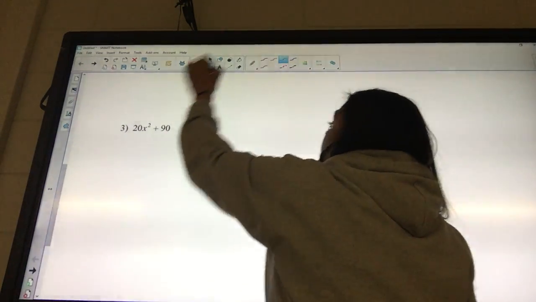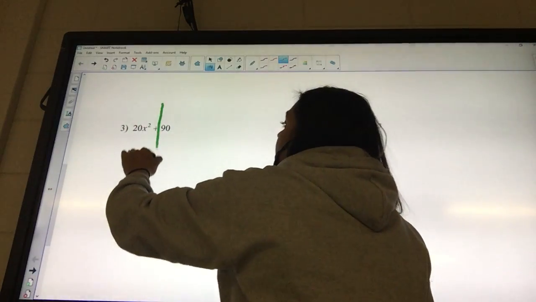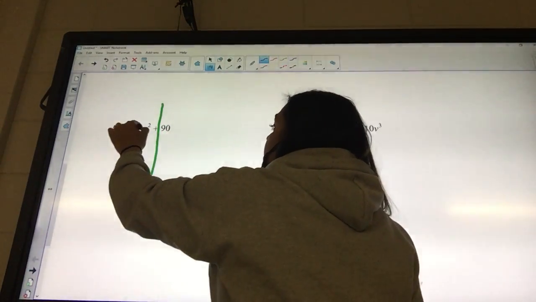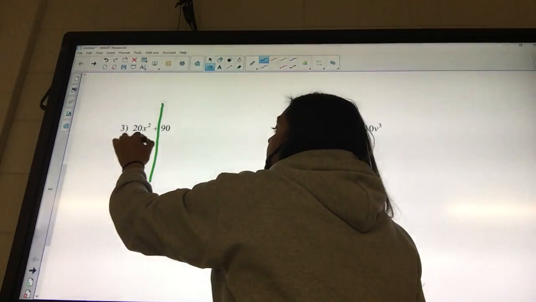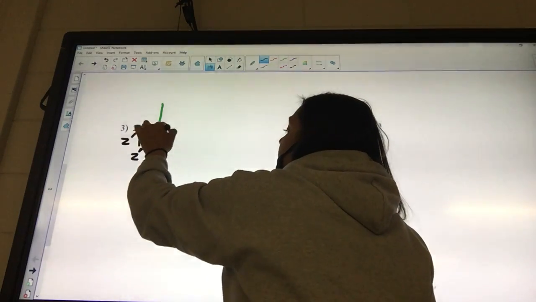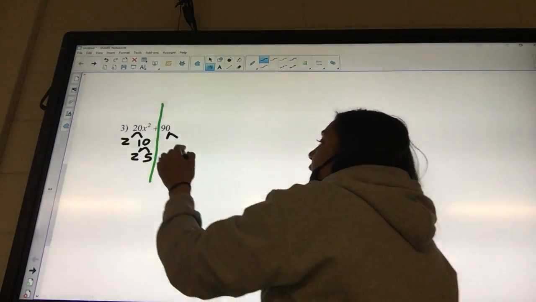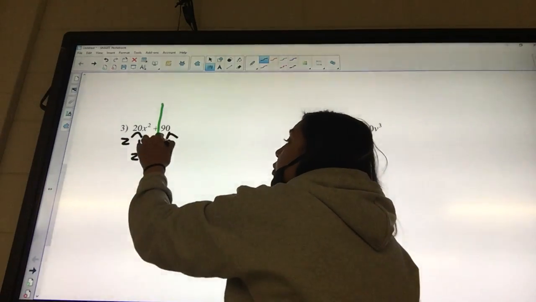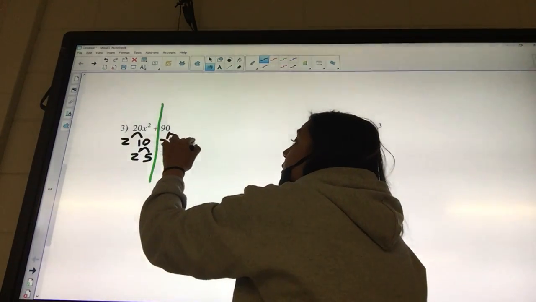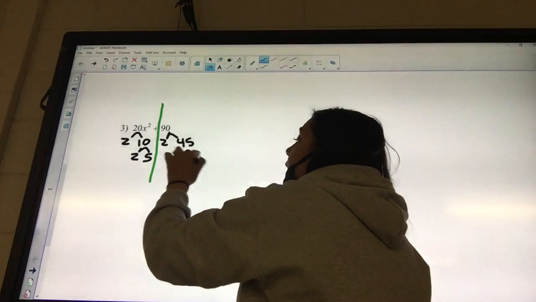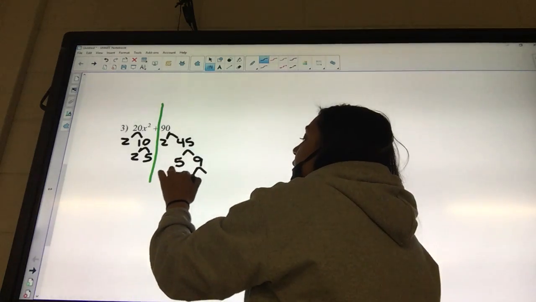Okay, so when we look at this one, you draw your arrow down, and we got 2 and 10, 2 and 5. The 90, I got 2 and 45, 5 and 9, 3 and 3.